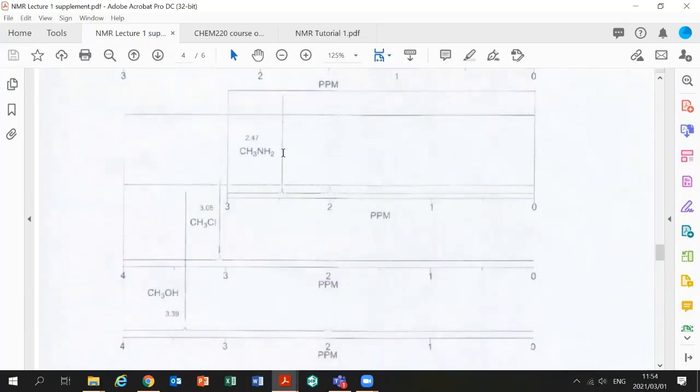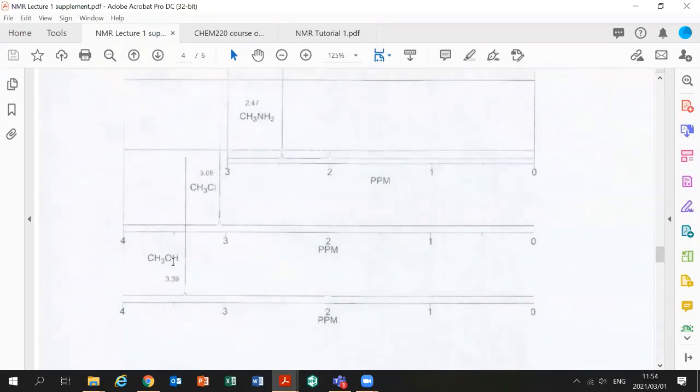I'm taking the nitrogen group out. I'm putting a chlorine in. Chlorine is much more electronegative than nitrogen. And see the signal going from 2.47 to 3.05. Oxygen is much more electronegative than chlorine. So I'm taking the chlorine out, putting a hydroxy group with the oxygen in there. That takes electron density from the hydrogen. And see my peak now, 3.39.